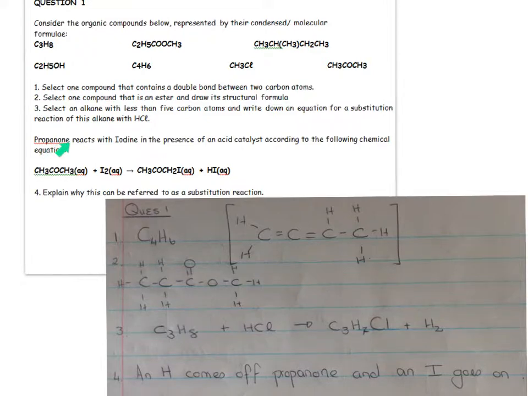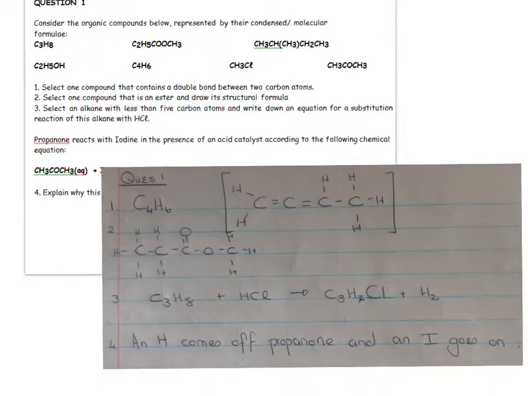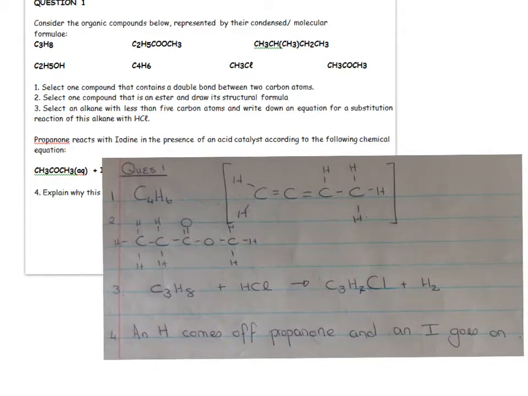You don't know much about ketones and aldehydes, but they can pop up, though we don't go into too much detail on them. It reacts with iodine in the presence of an acid catalyst according to the following chemical equation. There you've got the propanone and the iodine, and you'll notice that one of those iodines goes on and off comes a hydrogen. That means it's a substitution reaction. Explaining why that is so, you need to say the hydrogen comes off the propanone, and then the iodine goes onto the propanone.